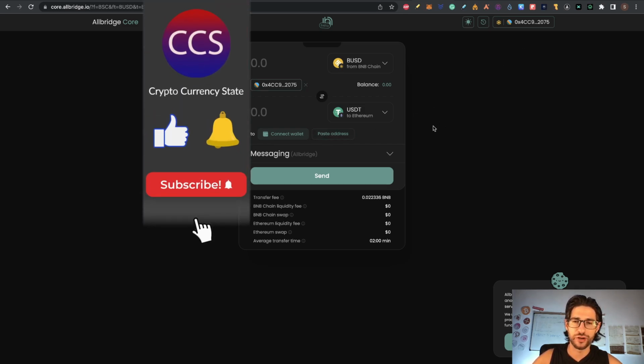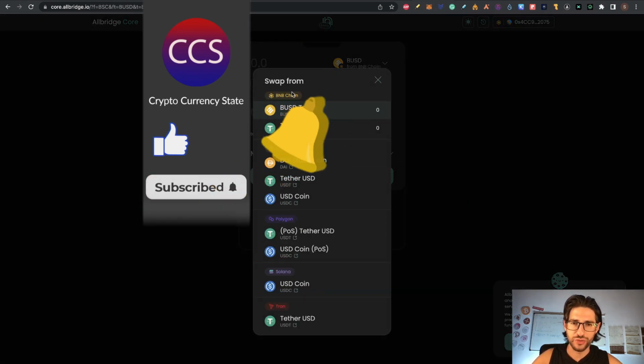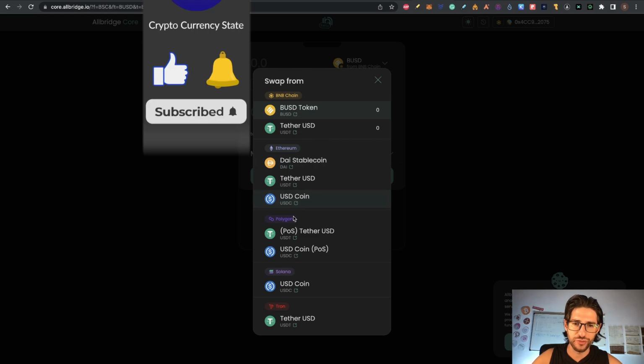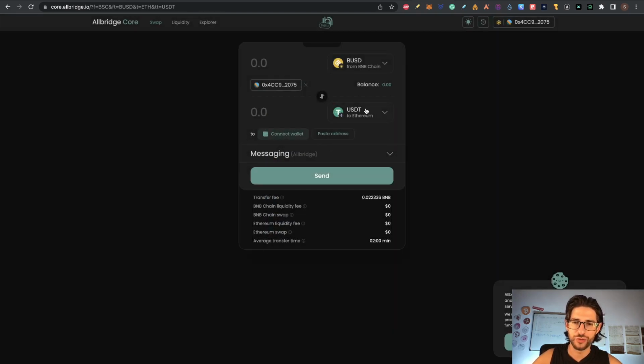You can send it to another people or another wallet, and you can see that you have BNB chain, Ethereum mainnet, Polygon, Solana and Tron here to select, and you have these stablecoins. So you can really do a lot of swaps here and bridging between these chains. Really cool. Here you put the destination and you send it. Really cool and really easy to do.